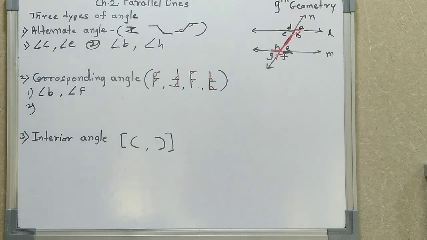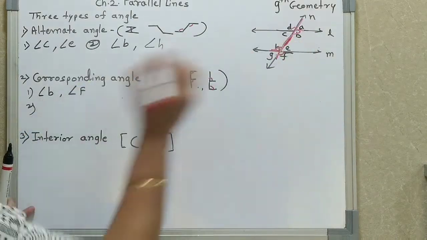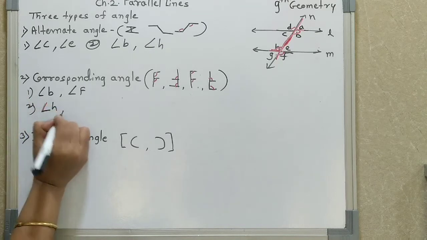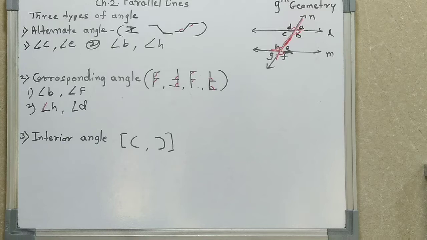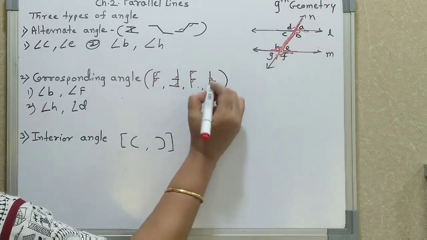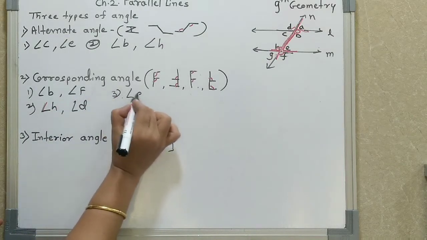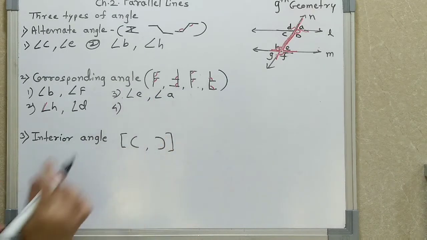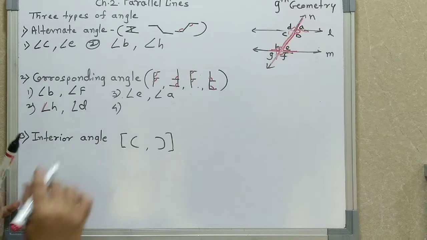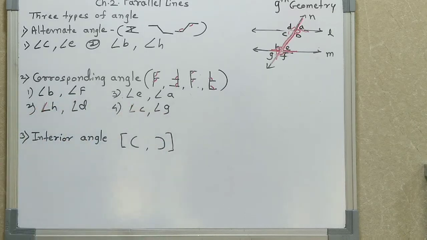Now the second one. See here the second angle. There is this F, so this one and this one. This type of angle. So angle H and angle D. So I write here angle H and angle D. Now the next one, angle A and E, this type of F here. So I write here third one, that is angle E and angle A. And the fourth one, last here, this also C and G. So I write here angle C and angle G. So these are all four pairs of corresponding angles.